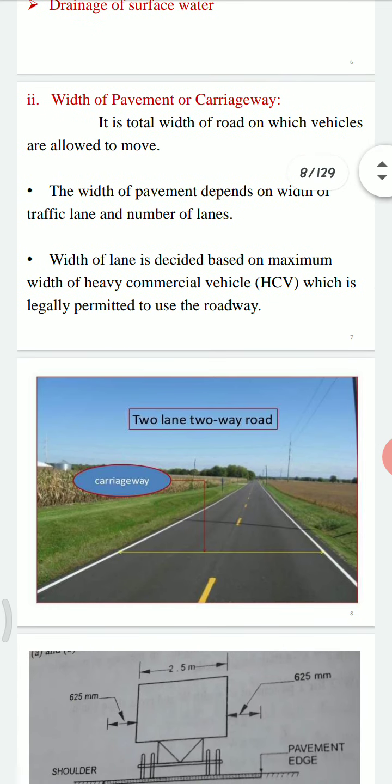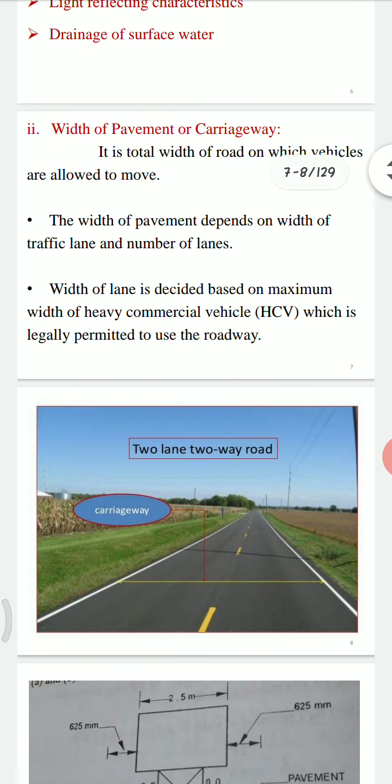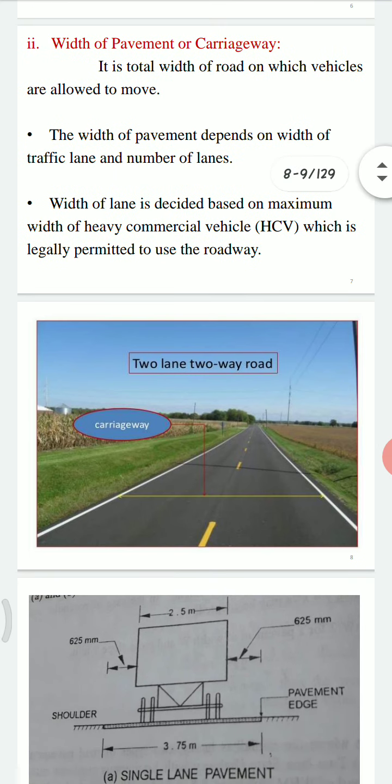The width of the pavement depends on the width of the traffic lane and the number of lanes. There are two-lane roads, four-lane roads, six-lane roads. Depending on the traffic, there are different lanes of road, and based on that, the width of the pavement is decided. The width of the lane is decided based on the maximum width of heavy commercial vehicles which are legally permitted to use the roadway.